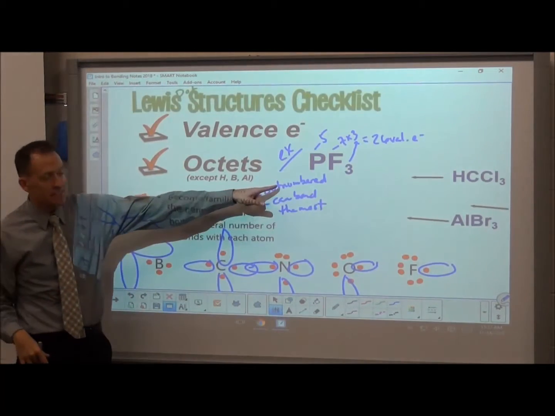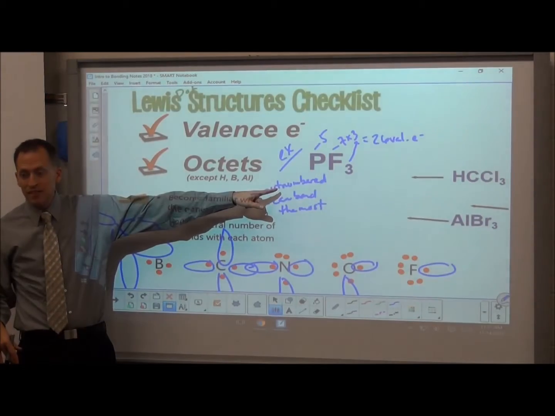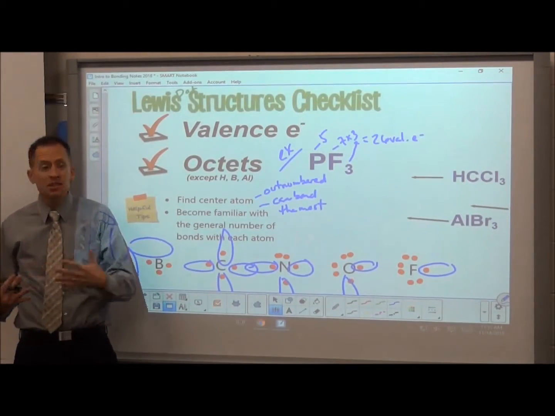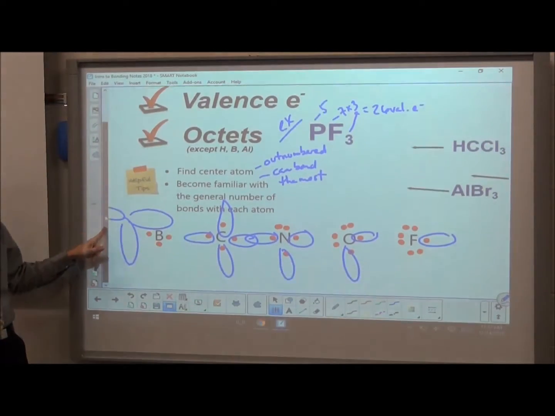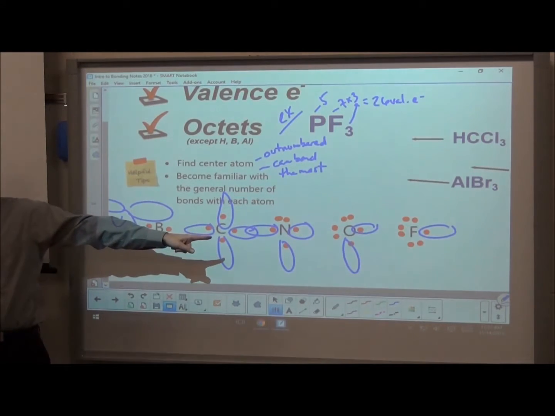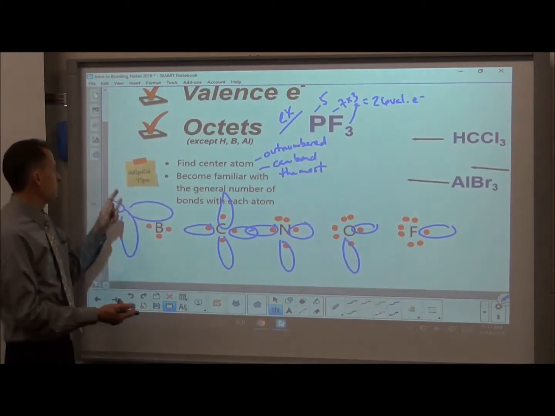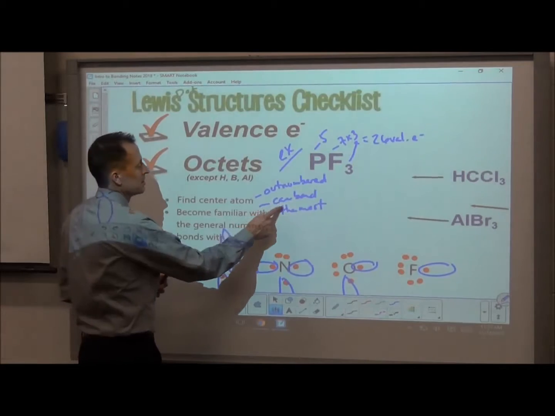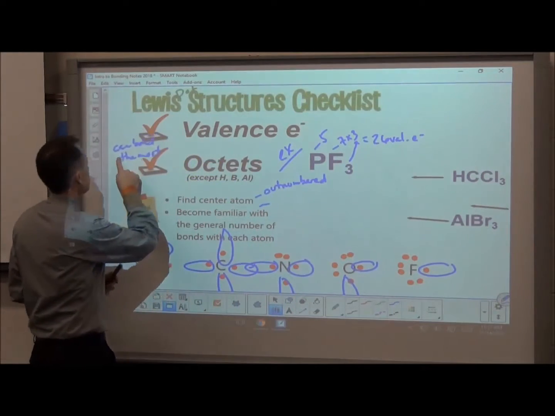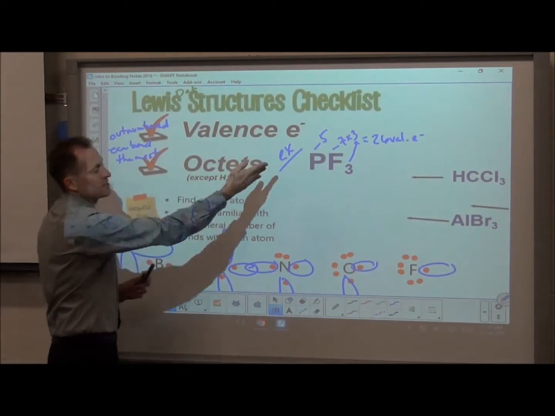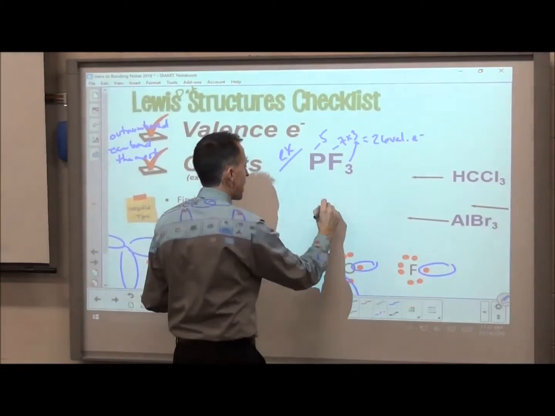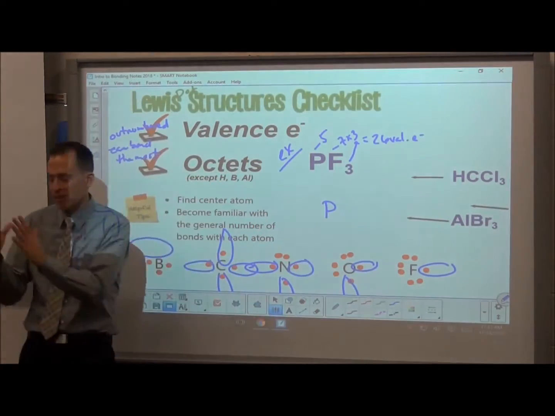So if I can find the thing that's outnumbered, and if that's not an easy answer, then which one can bond most? Well, what do you mean by that? Which one has the most circles on it? That's what I would be. But this one's pretty clear because the P is outnumbered by the F. So my center atom is my P. So I'm going to write that right in the middle.